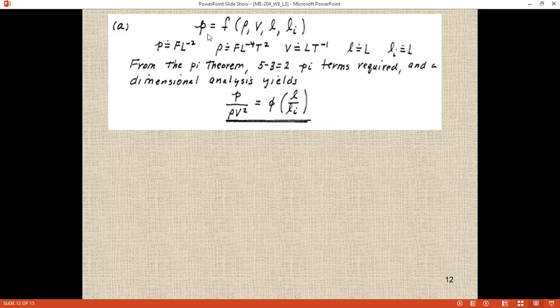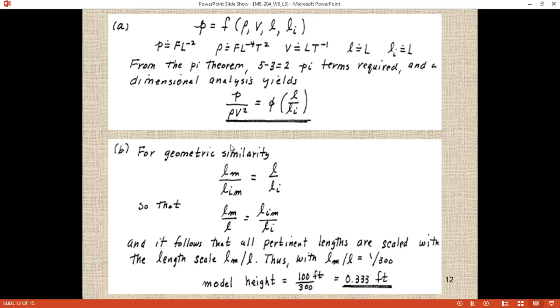So the first step is to write down all the variables. The atmospheric pressure drop on the building depends on the following variables. We wrote them in the form of dimensions, and finally we have 5 variables and 3 fundamental or reference variables. So we need two pi terms to explain this phenomenon. After solving that, we got these 2 pi terms. This is the pi term for the prototype, or the real object.